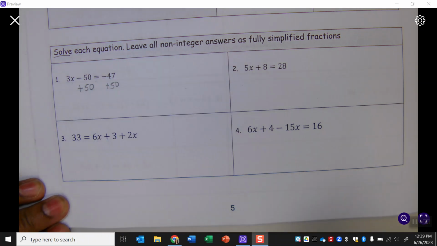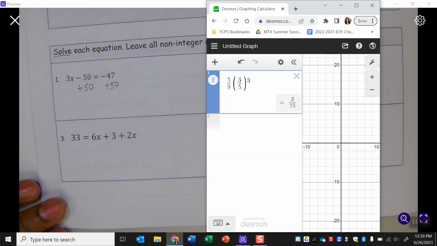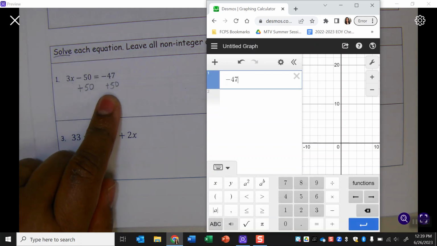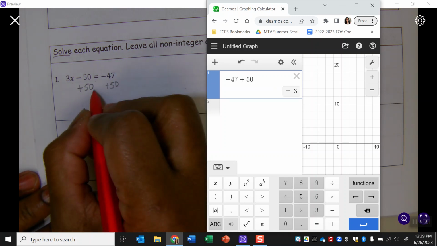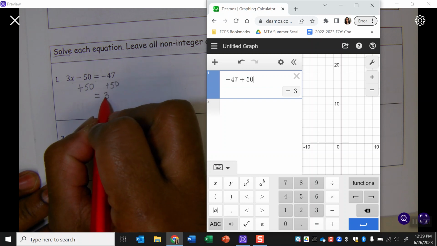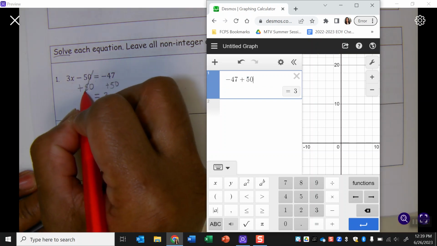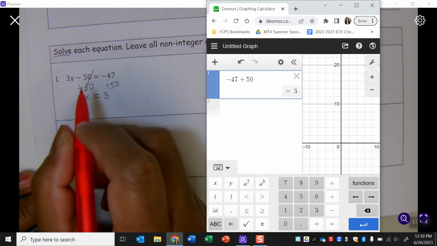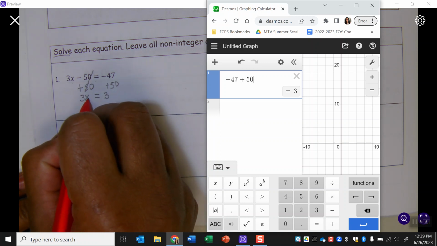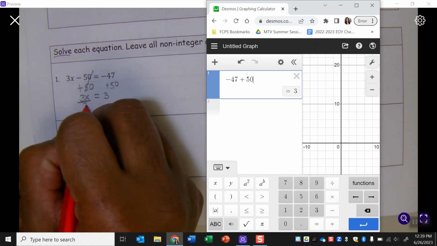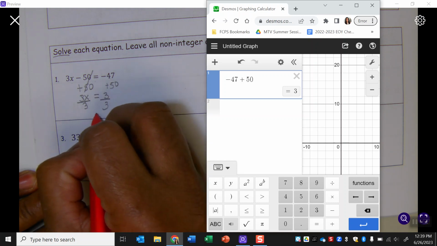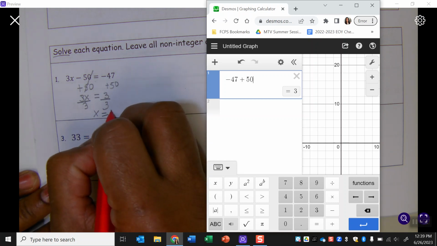Let me see what that tells me in Desmos. That is going to end up being negative 47 plus 50, so that is 3. Bring down the equal sign, and this is canceled out, and then you have 3x. The next step: this is being multiplied, so we're going to divide both sides by 3. Cross out the 3's, and so you have x equals 3 divided by 3 is 1.